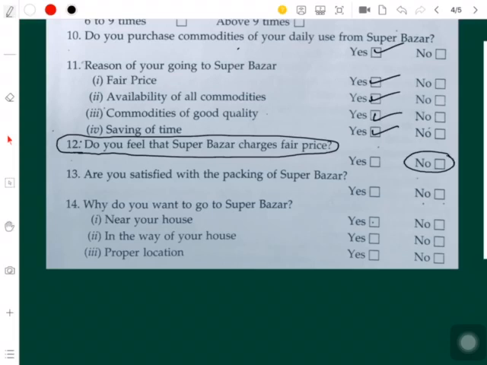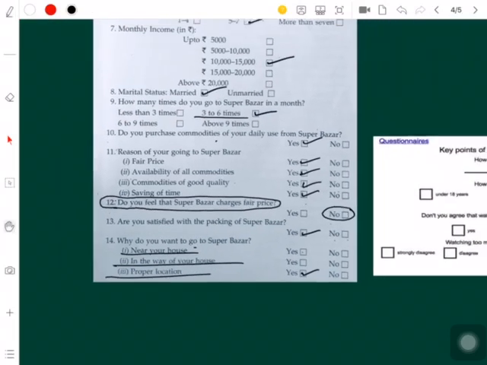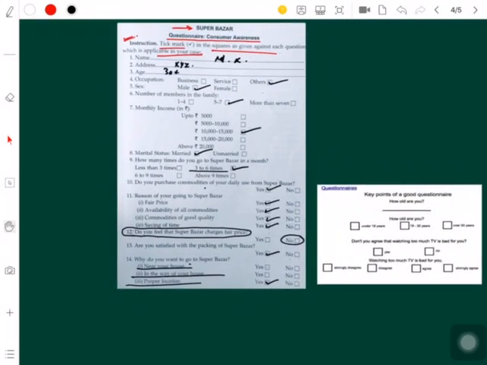Are you satisfied with the packing of Super Bazaars? Let us say yes. Do you want to go to a Super Bazaar near your house, on the way to your house, or in a very proper location? I would say most people like to go to a Super Bazaar in a proper location, where they could get parking, or where their family could have fun for maybe an hour or so. It could act as an outing as well. This is the perspective of the questionnaire. So this is how your questionnaire looks.